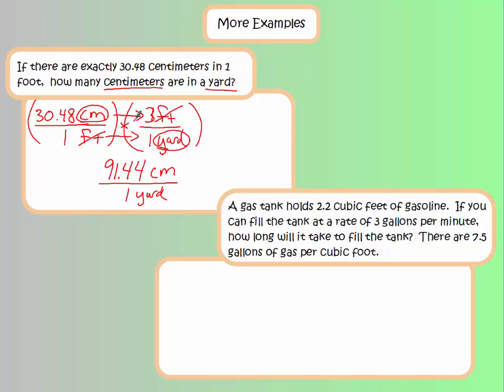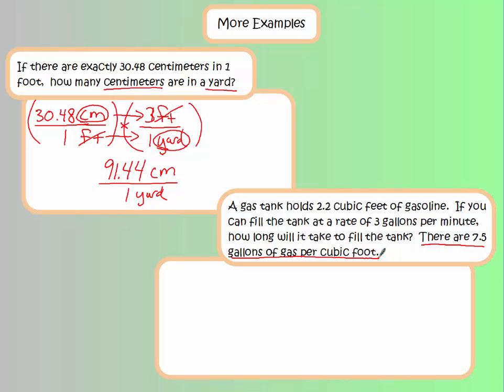A gas tank holds 2.2 cubic feet of gasoline. If you can fill the tank at a rate of 3 gallons per minute, how long will it take to fill the tank? And it gives you some important information. There are 7.5 gallons of gas per cubic foot.